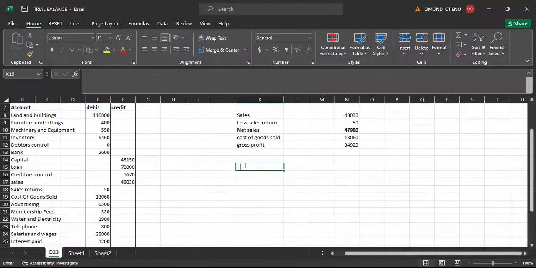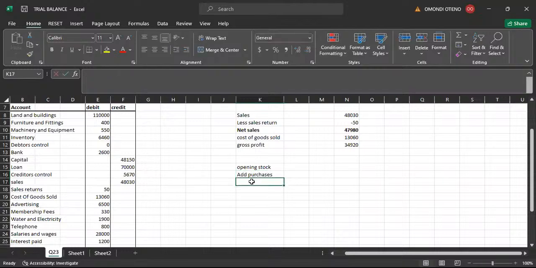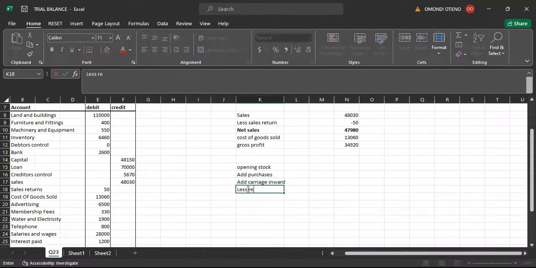So, for example, we are going to have opening stock. Then we add purchases when you take just a simple one here. Then we add carriage inward. We add carriage inward, then we less return outward. Return outwards for us to be able to get cost of goods available for sale. Cost of goods available for sale.